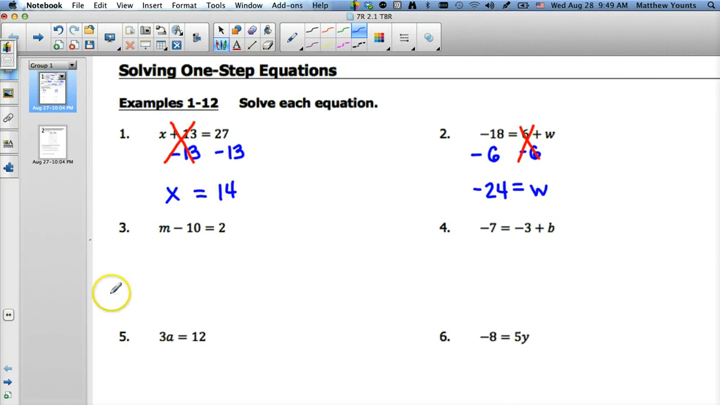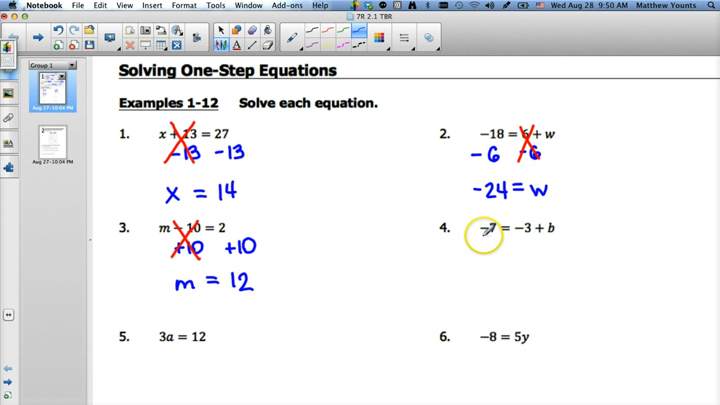Okay, for 3 and 4, this time I've got some subtraction for number 3. m minus 10 equals positive 2. The opposite of subtraction is addition, so I need to add 10 to the left side in order to get rid of this minus 10. Negative 10 plus 10 is going to give me 0, so those will cancel each other out. And because I added 10 on the left side, I need to add 10 on the right side. So this gives me just m on the left side. Bring down my equal sign, equals 2 plus 10, which is 12. So we know m equals 12.